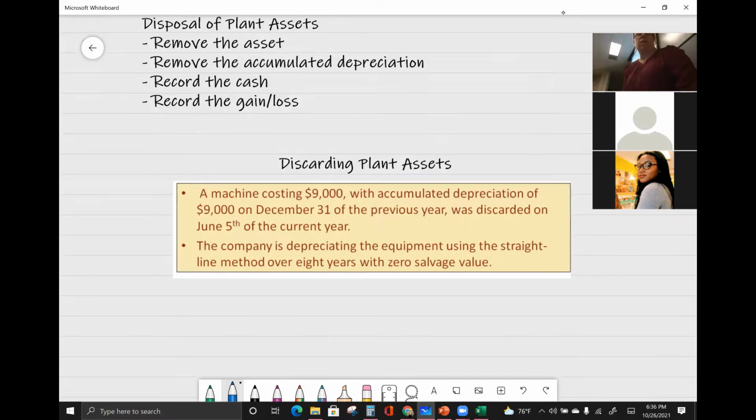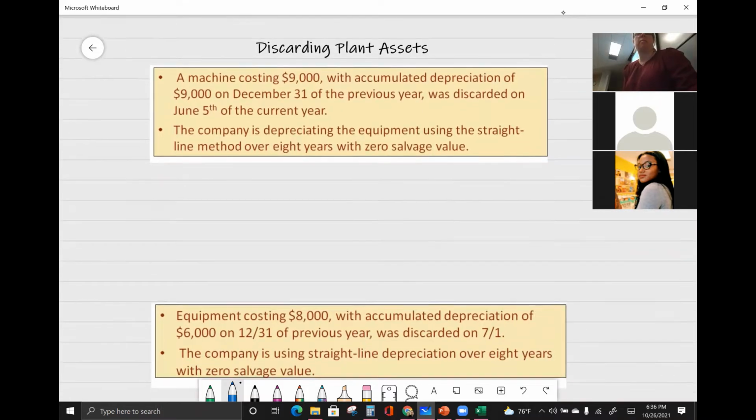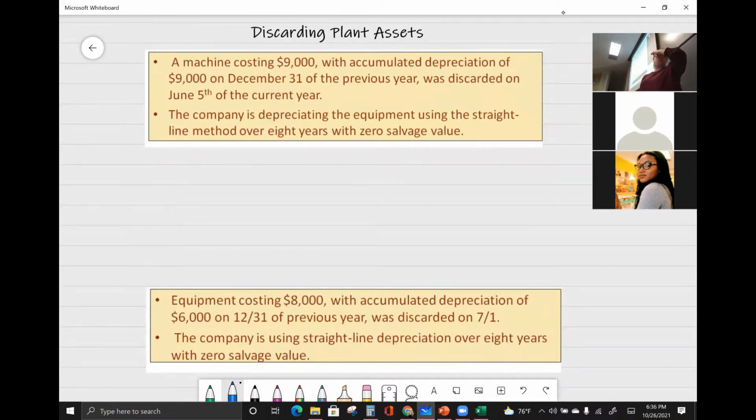Okay, so let's look at one. So we have discarding a plant asset. We have a machine that costs $9,000 with accumulated depreciation of $9,000. So what is my net book value? 0, right? Because I had it for 9, depreciated 9 already. So it says, it was discarded on June 5th of the current year. The company's depreciating the equipment using the straight line method over 8 years with zero salvage value.